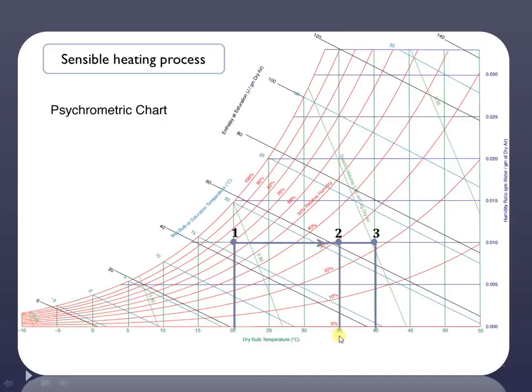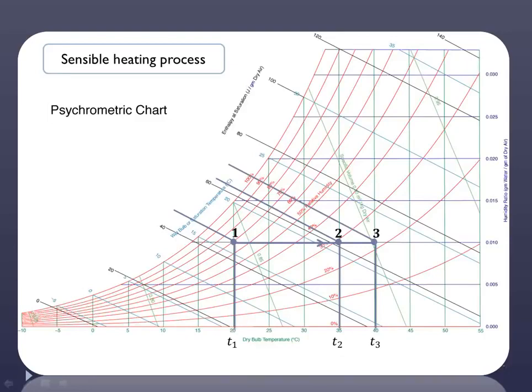Now it is known as the sensible heating process because there is no change in the moisture content. So W1 will remain the same. Now draw the lines of wet bulb temperature from point 1, from point 2 and point 3, and you can read the values of enthalpy from that.